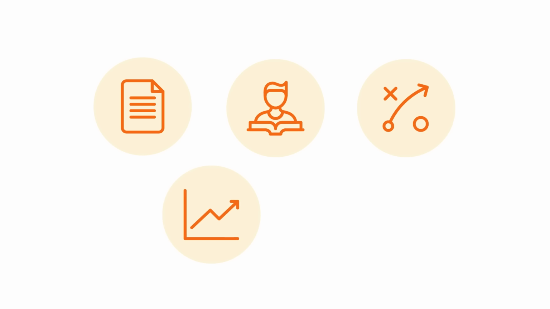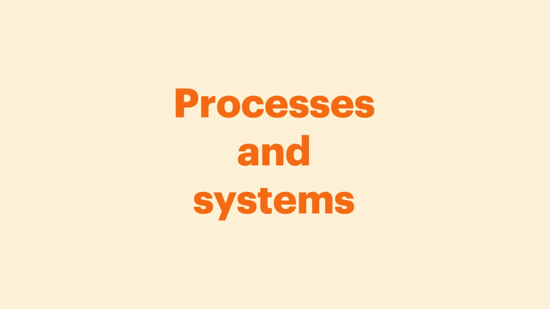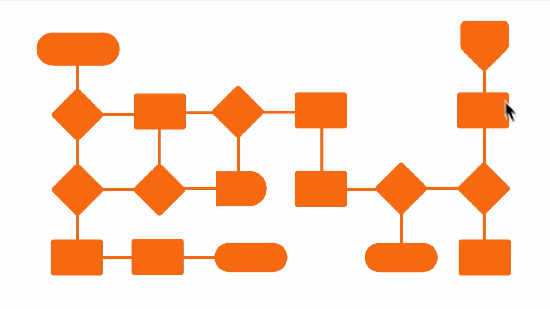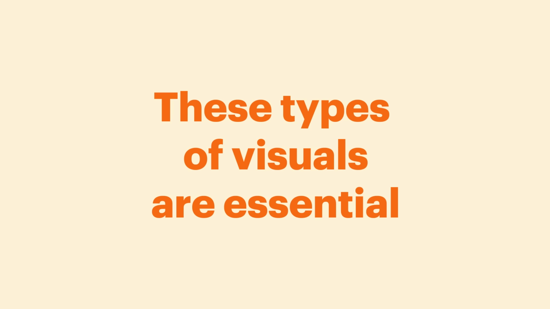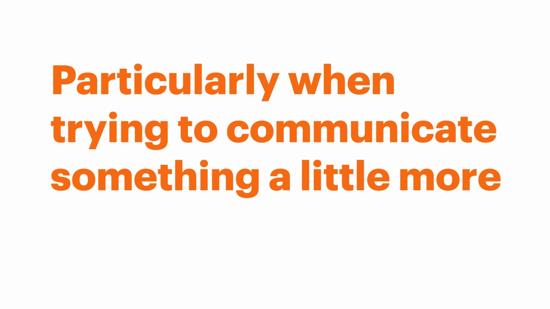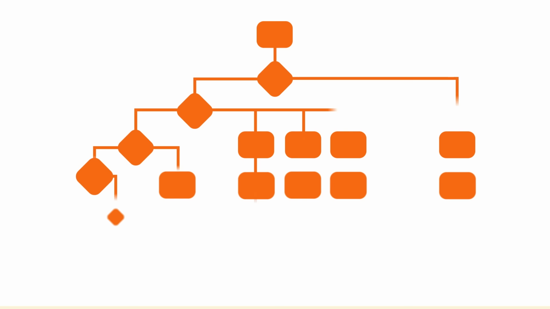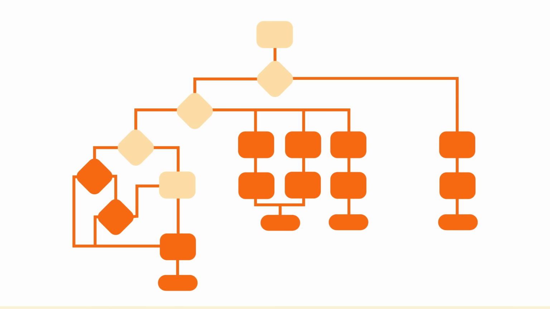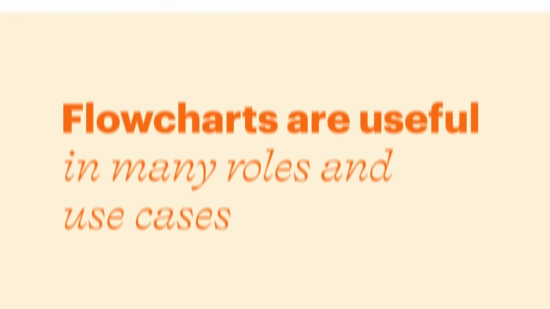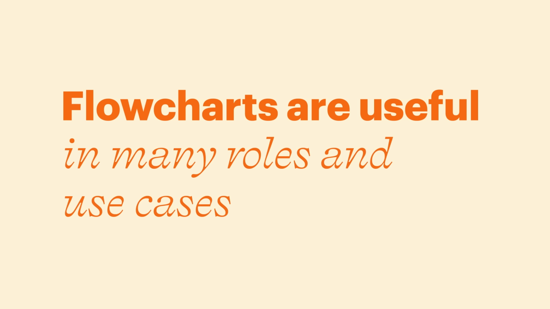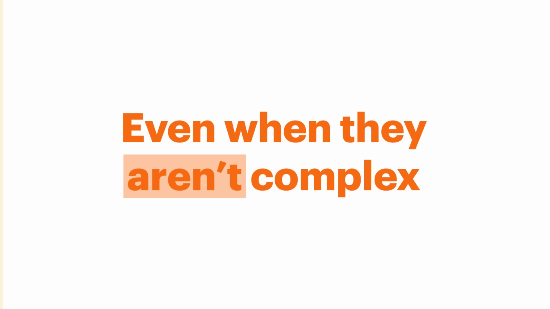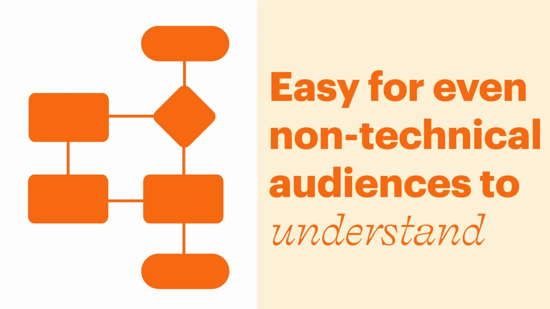They're widely used to document, study, plan, improve, and communicate processes and systems which can often be very complex. These types of visuals are essential, particularly when trying to communicate something a little more complicated, like a cross-functional business process or a diagram of how you plan to connect your app to another program's API. But flowcharts are useful in many roles and use cases, even when they aren't complex, because they make abstract concepts like process steps and system connections very easy for even non-technical audiences to understand.